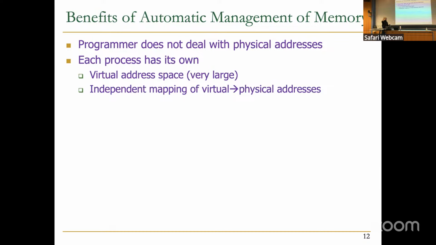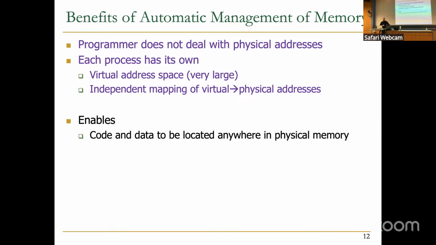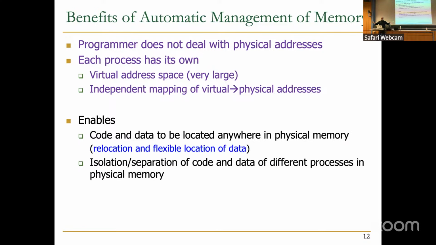When you write your program and you express virtual addresses, there is isolation between your program and your colleague's program, because you express in virtual addresses, and then the operating system is responsible for dealing with this isolation. This enables code and data to be located anywhere in physical memory. You allocate an array, but this can map anywhere inside the physical memory. This isolates code and data of different processes in physical memory.